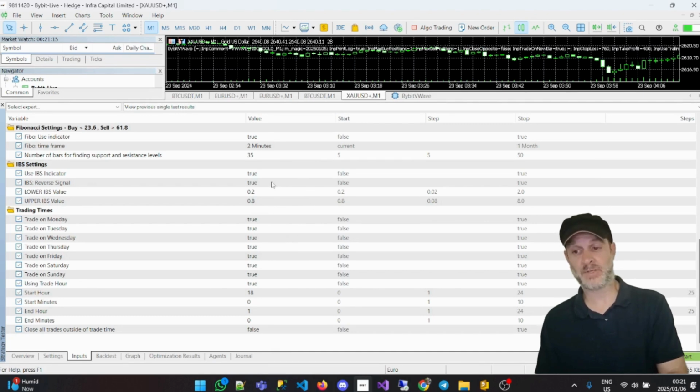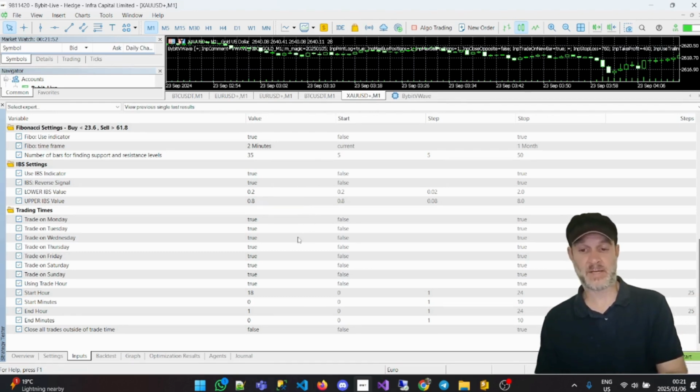I also have the option to reverse the IBS signal. So this is another breakout or trend following strategy, where if the price drops below the VWAP and the IBS is less than 0.2, it will look for a sell, almost the reverse of what we did before. And if your price is above the VWAP and your IBS is above 0.8, it will look for a buy. So that's sort of like a trend following or a breakout type strategy.